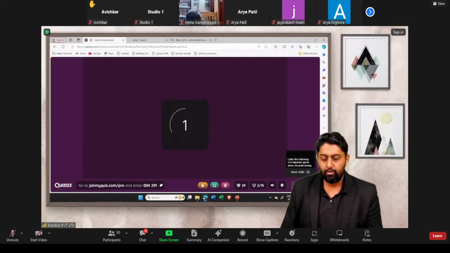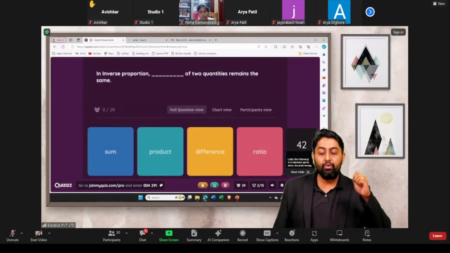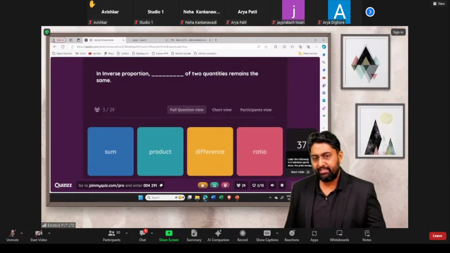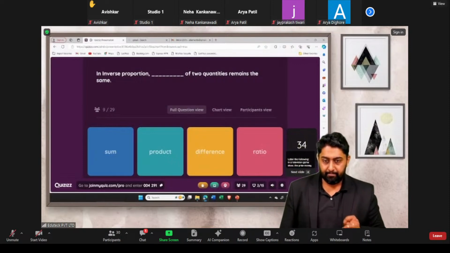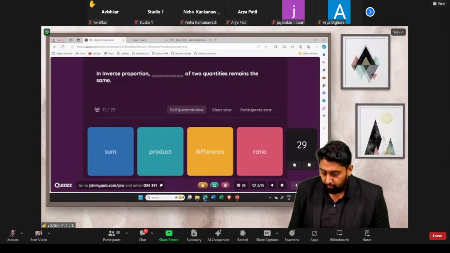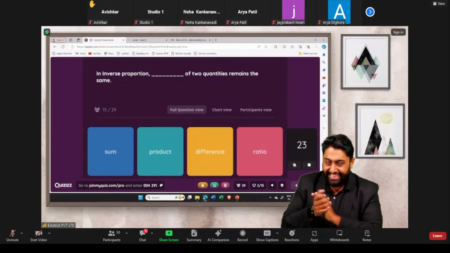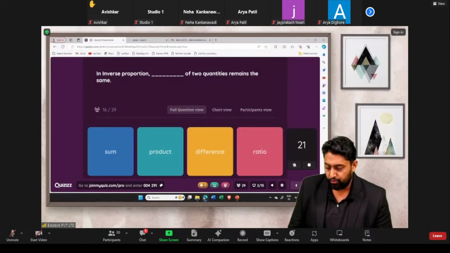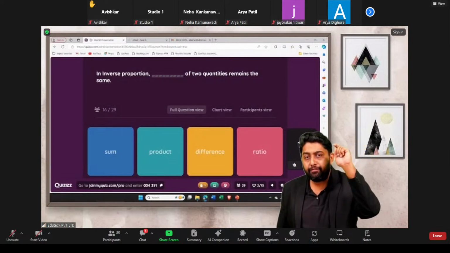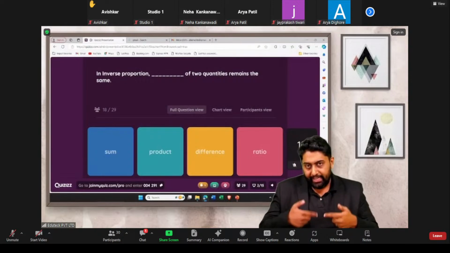3, 2, 1. Here you go. In inverse proportion, dash of 2 quantities remains the same. Now, what is that thing which remains the same? Wow, lovely. You've got 13 people already answering the question. 15. Great, great, great. Superb. 16 of them have answered. We are still left with only 15 seconds. So those who have not answered can quickly answer the question.